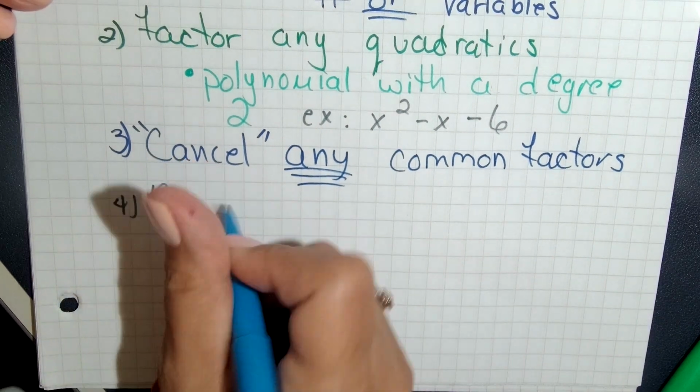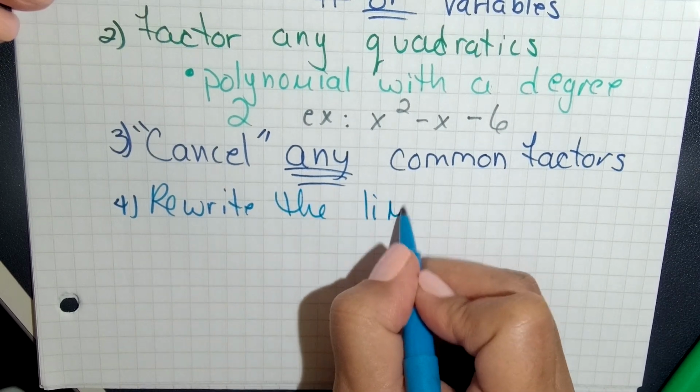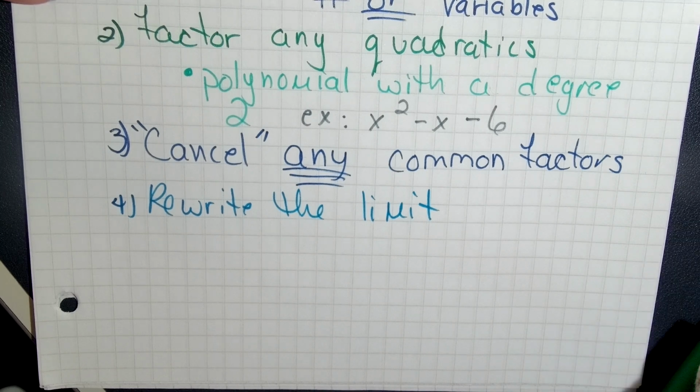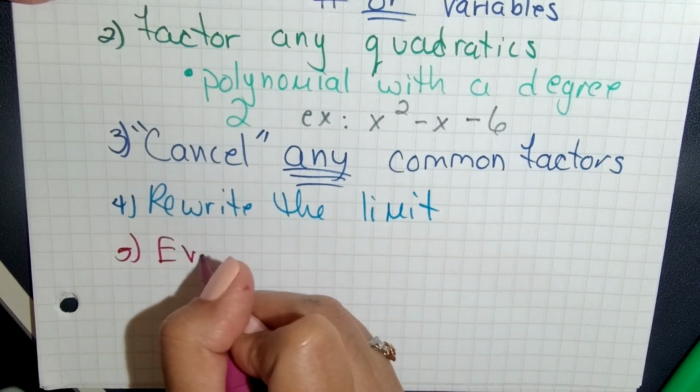You're going to rewrite the limit, meaning you're rewriting it without any of the common factors, with the stuff that you took out, without the stuff that you canceled. And your last step is to evaluate the limit.